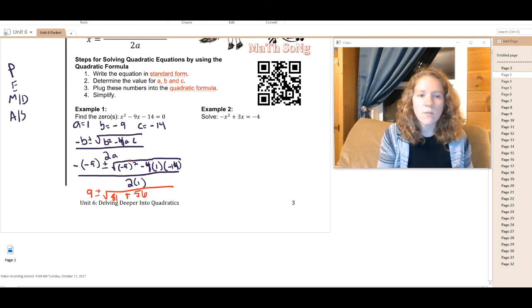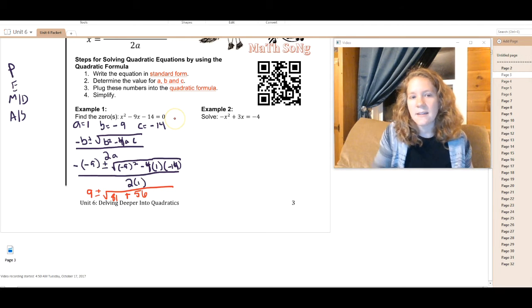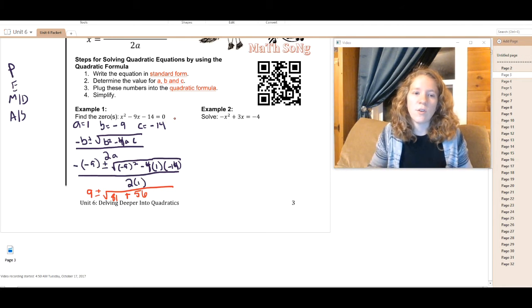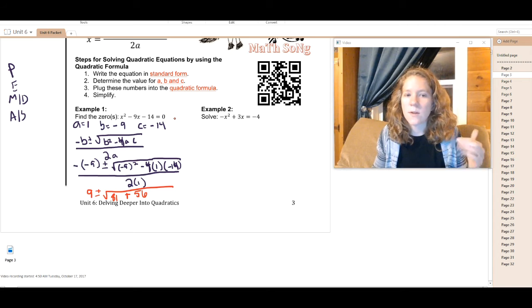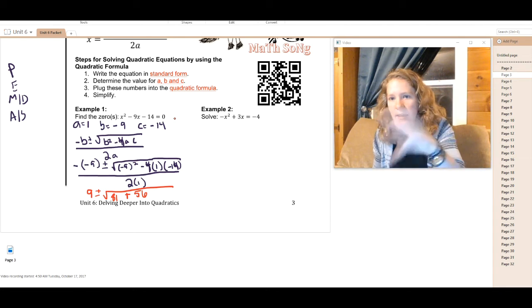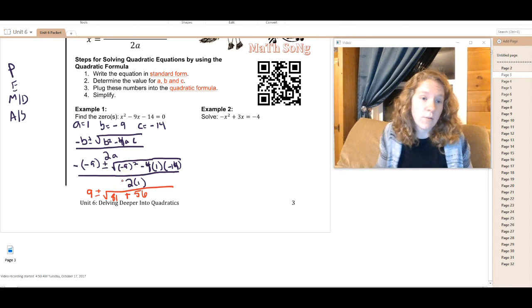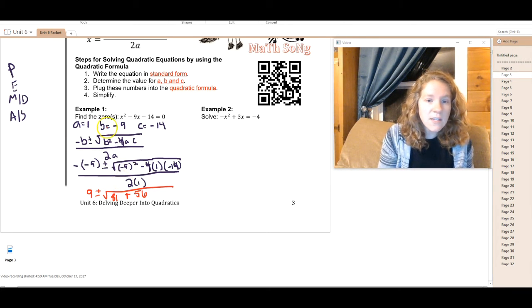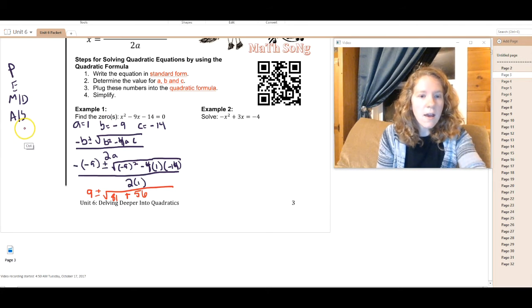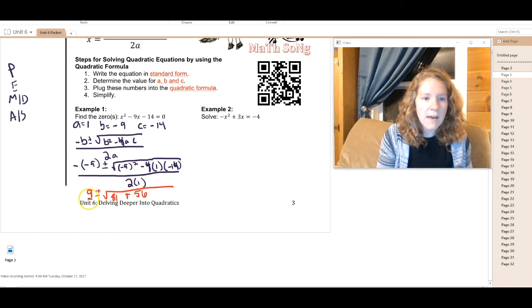If that confuses you, then you can treat it like it's a minus sign, and you would have to do positive 4 times 1 times negative 14, you get negative 56, and then you'd have minus a negative 56. I prefer to just treat it like it's a negative, but it's whatever works for you. And then don't forget about my 2a. On the bottom, or sorry, in the denominator, I have 2 times 1, which is 2.